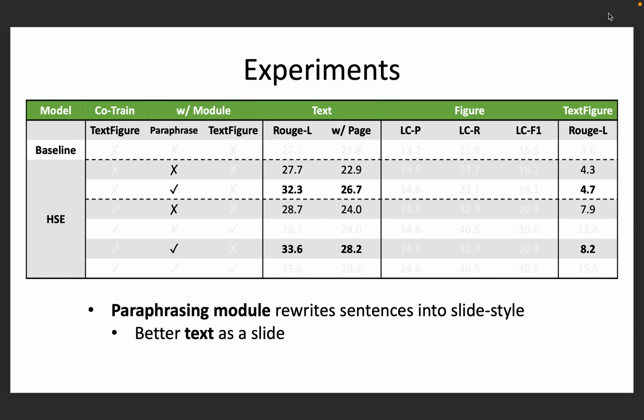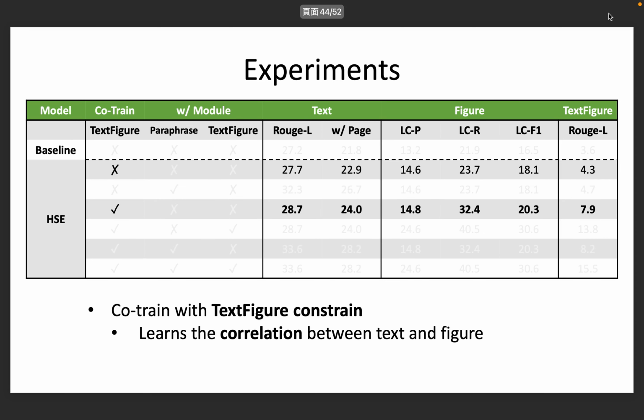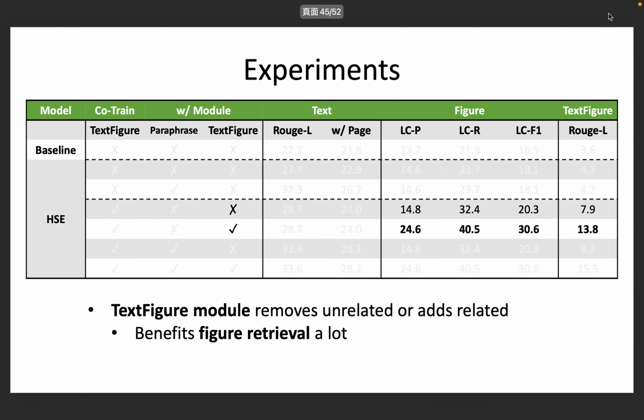For the paraphrasing module, it especially improves the text quality, leading to a higher ROUGE-L and ROUGE score, because it can rewrite the sentence and make it into slide style. With the figure module co-training, both text and figure are improved due to a better correlation between each other. And the further post-processing by figure module can significantly improve the figure-only and text figure. As the goal of it, we want to present the right figure with related text.